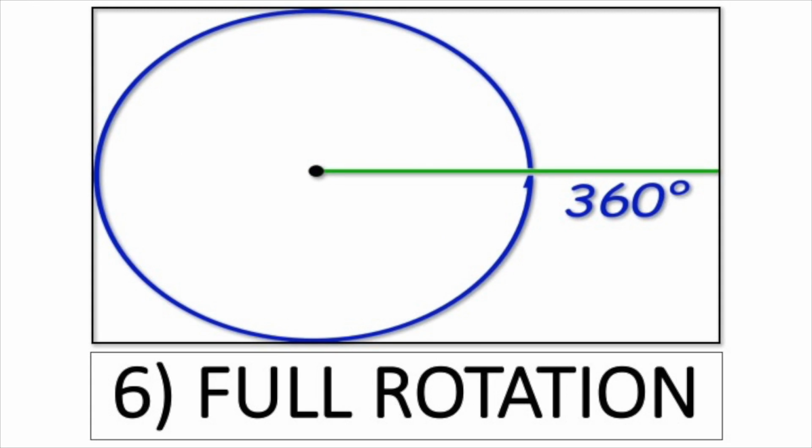And finally, we've got the full rotation. How many degrees for a full rotation? Can it be more? No. Can it be less? No. How many right angles is a full rotation? Four. Yes. Think of a right angle, 90 degrees. 4 times 90 equals? 4 times 90 equals 360.